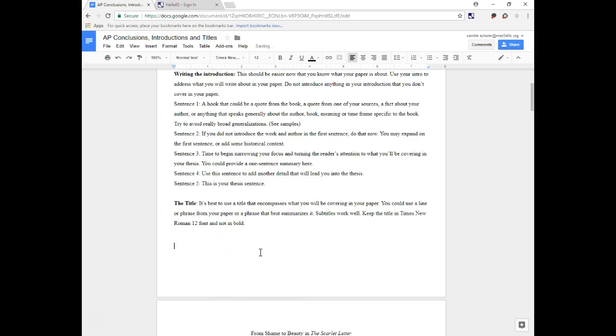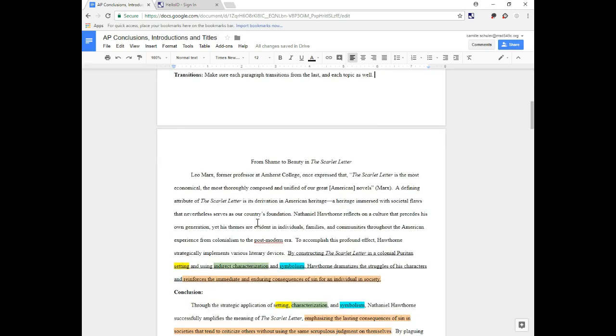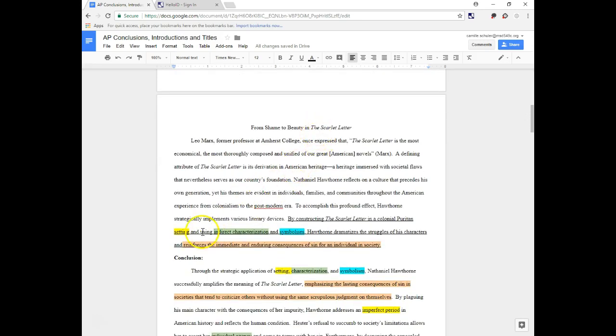The other thing that I think I might even add right here is that you should pay attention to your transitions when you're putting your work together. Make sure each paragraph transitions from the last, and each topic as well. All right. You remember how we did that with the Scarlet Letter paper where we saw how each topic transitioned one into the next. Okay, so let's take a look at the Scarlet Letter.